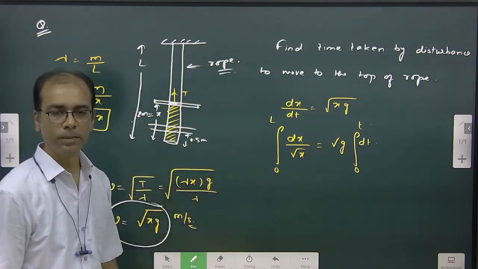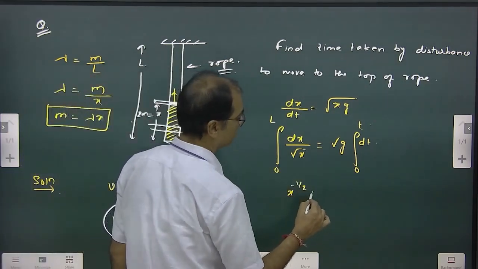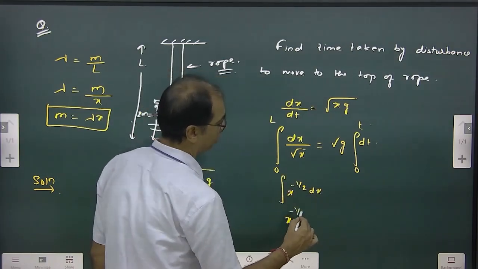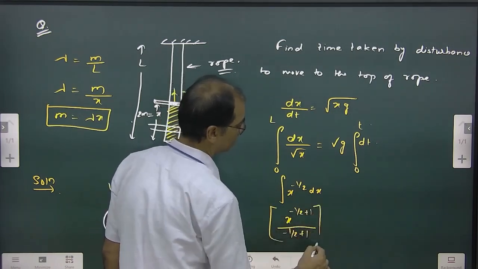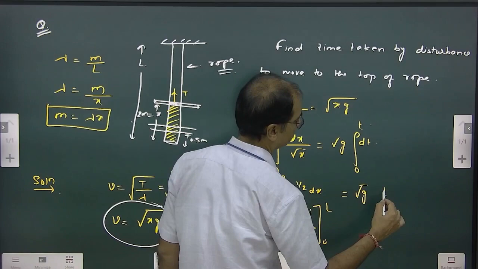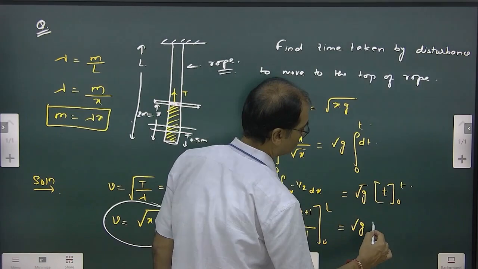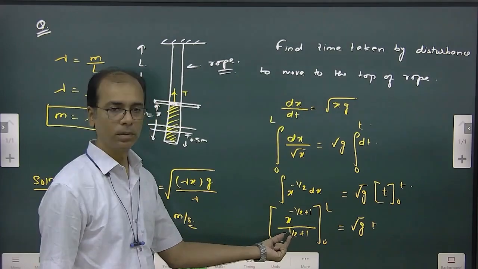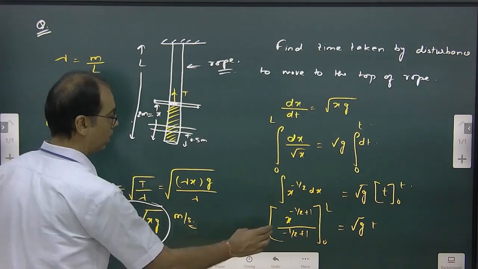Now the integration of this is what? x to the power minus half. So its integration will be x to the power minus half plus 1 by minus half plus 1, with limits 0 to L. And here we all know it's t only. Here is root g. So what is this? Minus 1 by 2 plus 1, that means 1 by 2. This 2 will go at the top, so it will become 2.